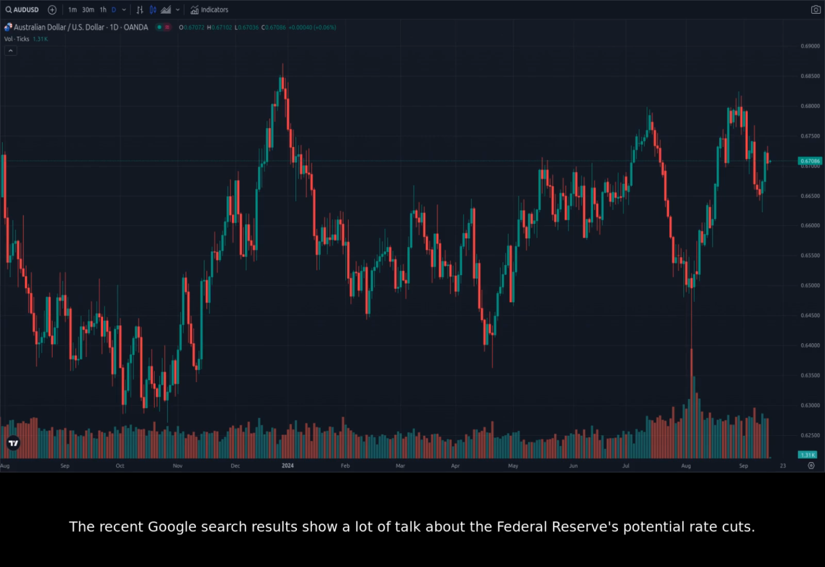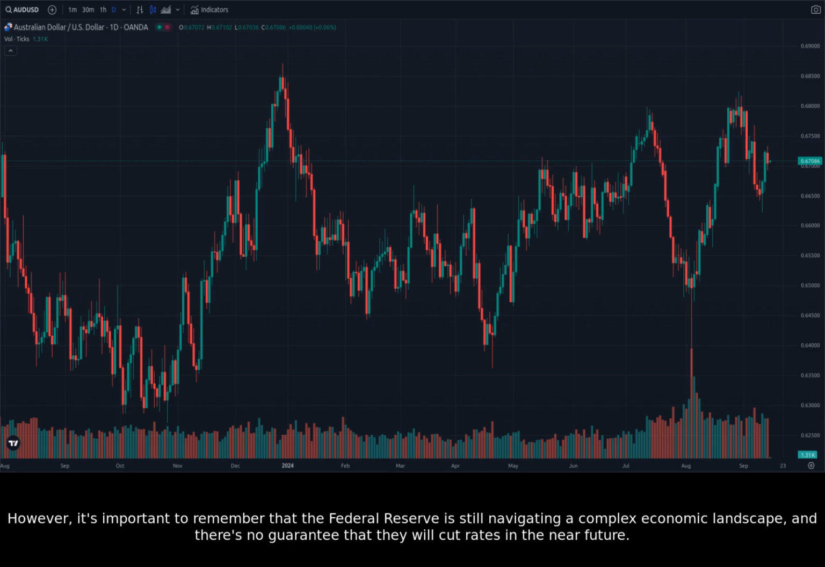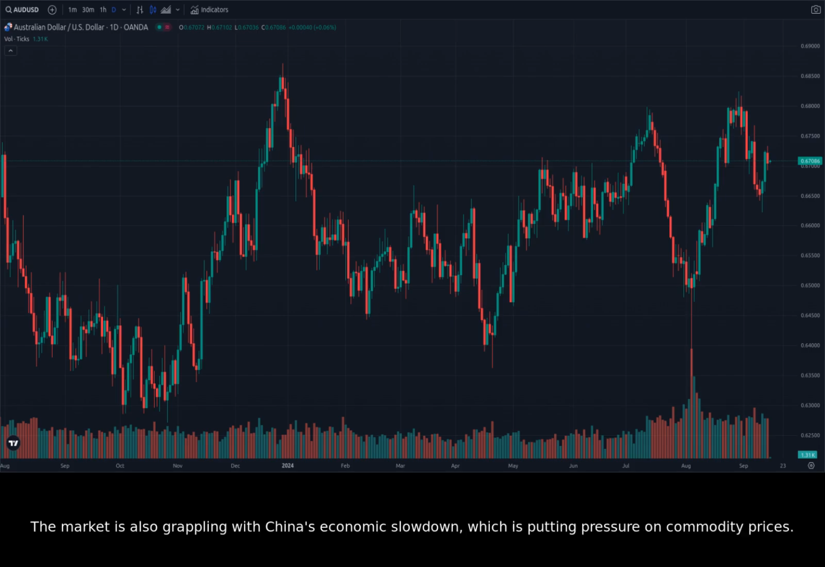The recent Google search results show a lot of talk about the Federal Reserve's potential rate cuts. This could have a significant impact on the AUDUSD pair, as it could weaken the US dollar and boost the Australian dollar. However, it's important to remember that the Federal Reserve is still navigating a complex economic landscape, and there's no guarantee that they will cut rates in the near future. The market is also grappling with China's economic slowdown, which is putting pressure on commodity prices. Australia is a major commodity exporter, so a slowdown in China's economy could weigh on the Australian dollar. It's a delicate balance between these factors, and the market is struggling to find its footing.